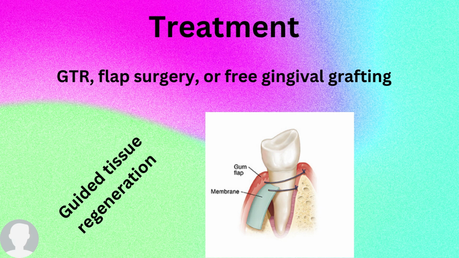You can easily guess the treatment. The root of the tooth is exposed, so we need to cover up the root of the tooth, either by GTR, which is guided tissue regeneration, in which you place a membrane in order to cover up the exposed root, or flap surgery. We need to raise a flap so that we close the exposed root, or free gingival grafting, we can simply do a graft in order to close the exposed root. So these are simple, permanent treatments for both fenestration and dehiscence.